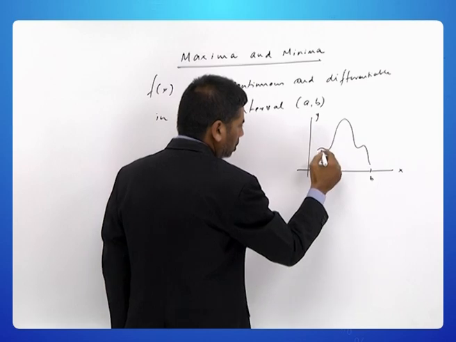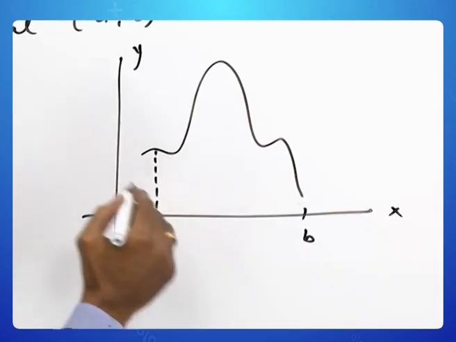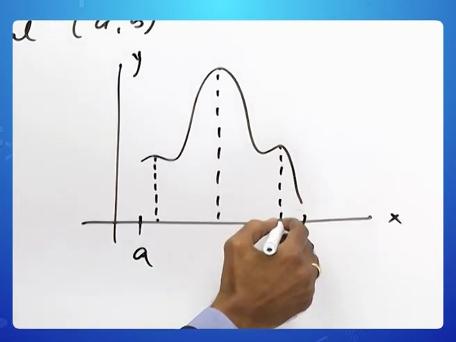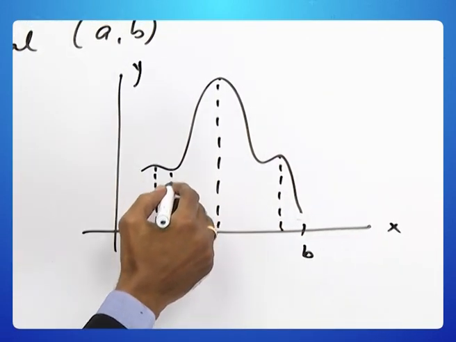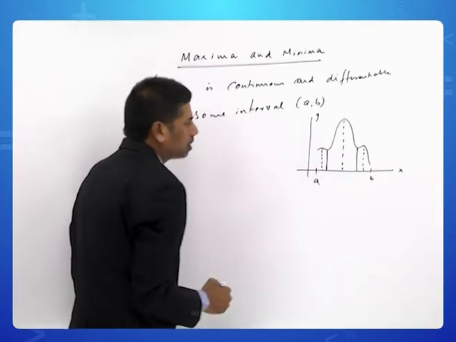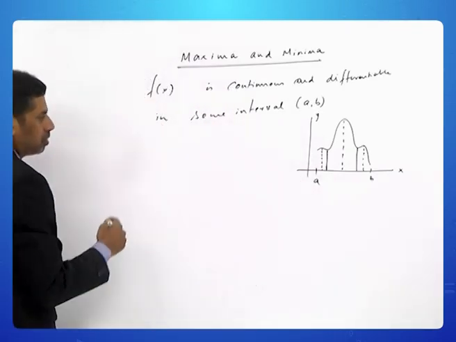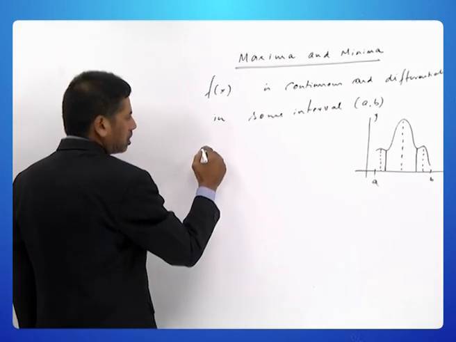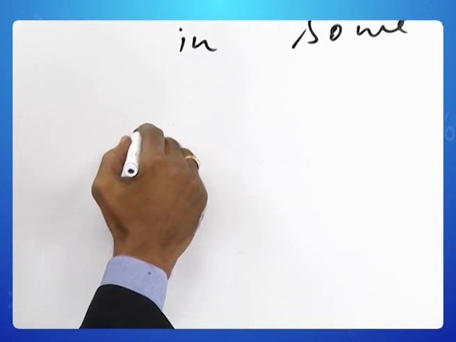Now you can see that these are relative maxima and these are relative minima. From the theory of mean value theorems, we can easily derive a few conditions.